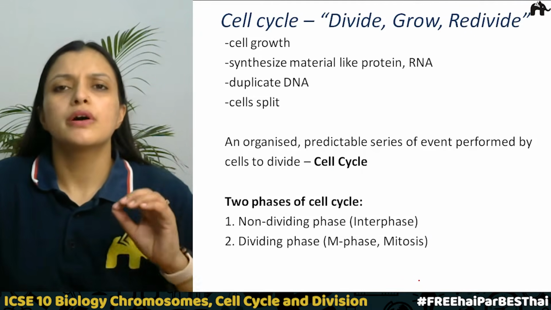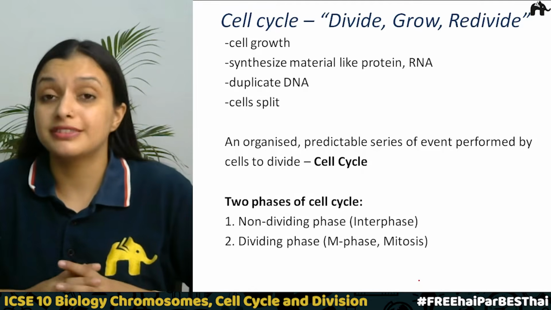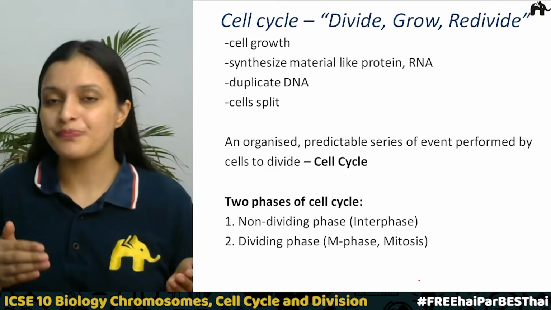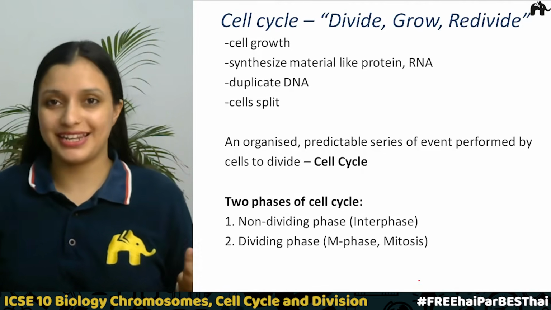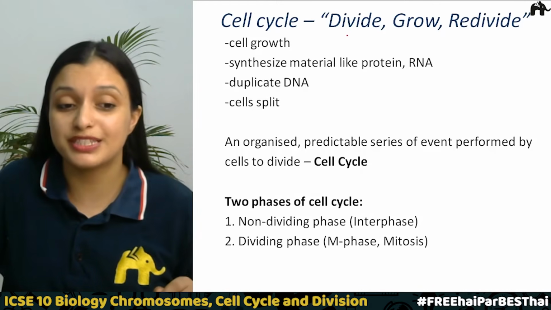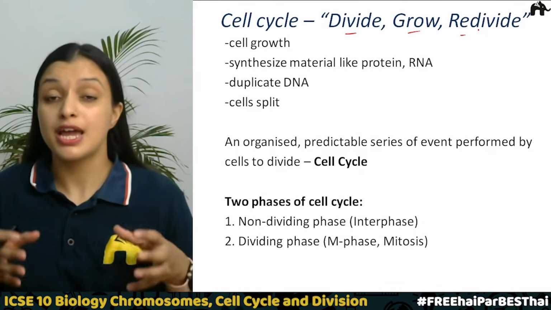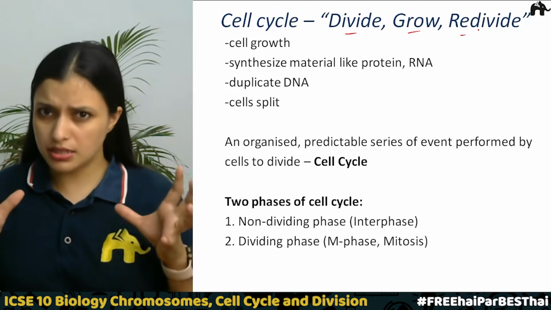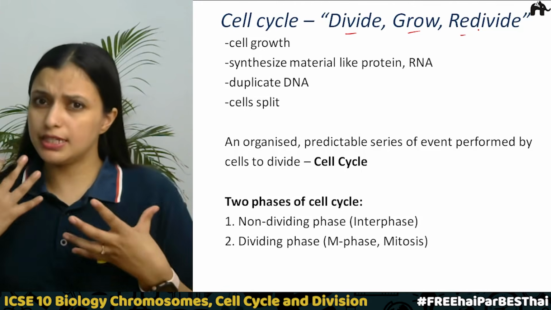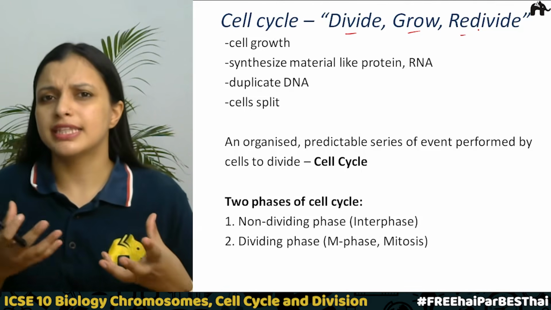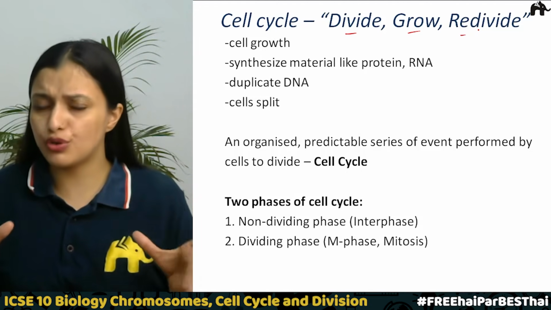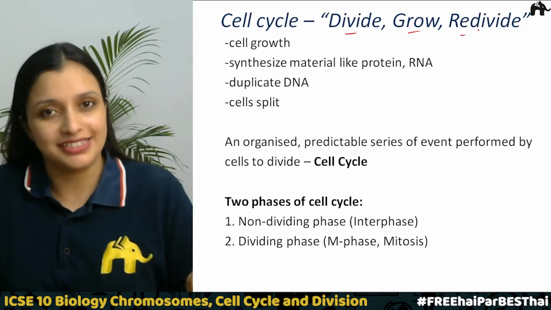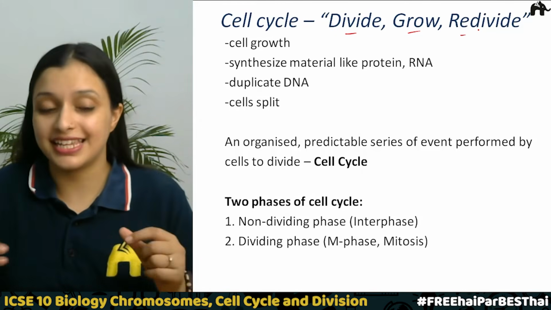Now coming on to the important part of the chapter, that is the cell cycle. What is the cell cycle? Cell cycle is just divide, grow and redivide, right? As it is the heading of this topic, divide, grow and redivide. So what happens? First a cell divides, it grows to a certain amount, it duplicates its internal things, say DNA and proteins, into the amount that is required, and then it again divides, right? So that is the cell cycle.